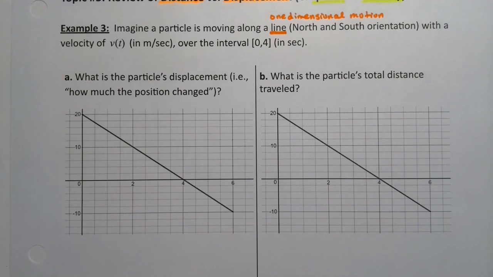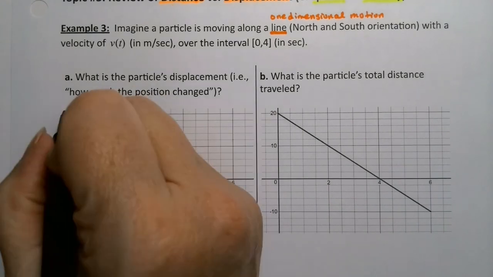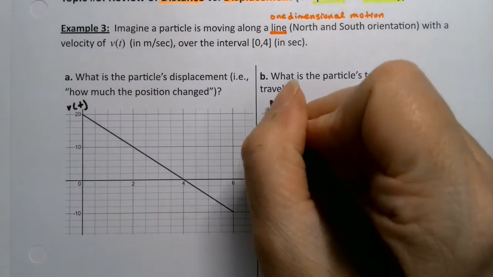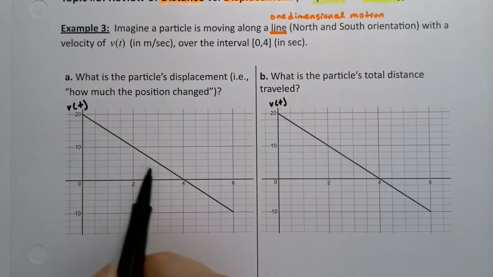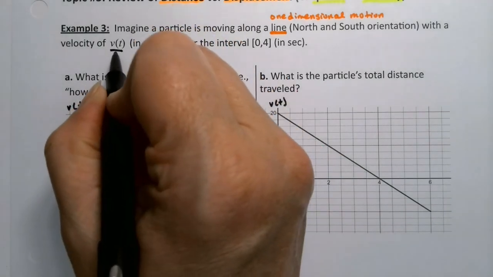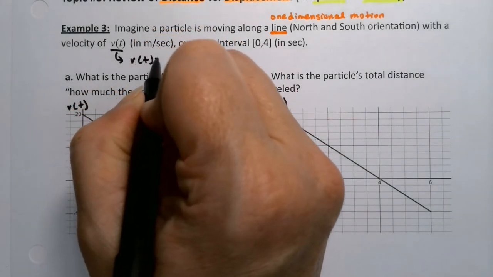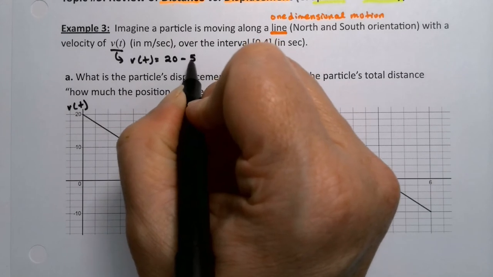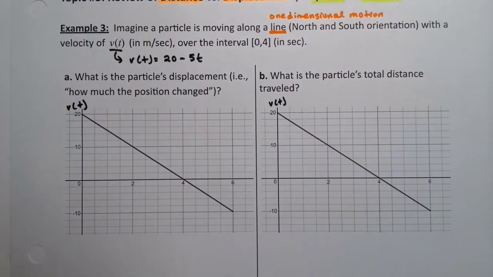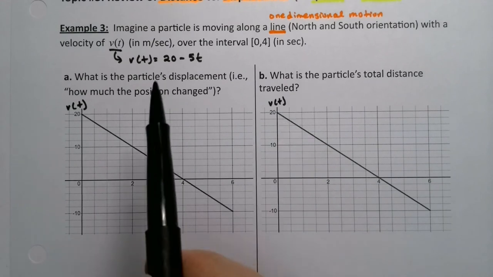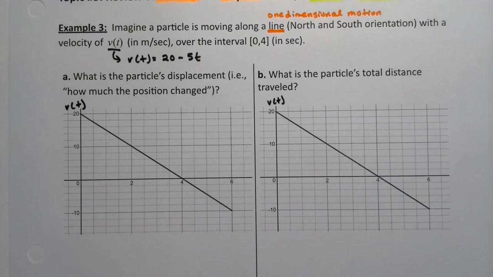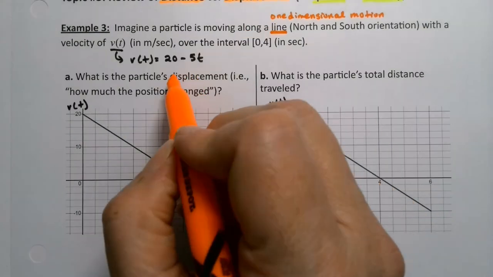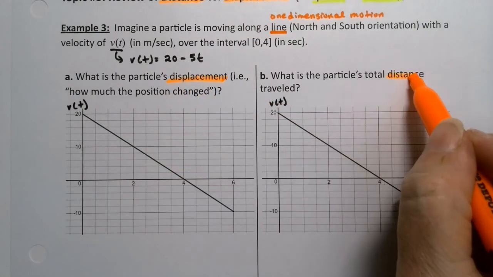So these are graphs of v of t. And in v of t, you can tell because it's linear, so I can actually find what v of t is. v of t is equal to 20 minus 5t, which is not given, but you can tell what it is just by using algebra. All right, so what is the particle's displacement and what is the particle's distance? They're not the same thing. So displacement, distance.